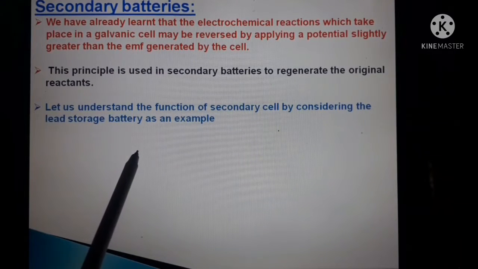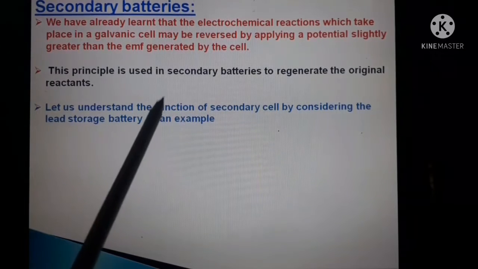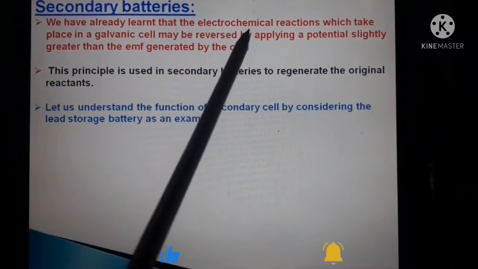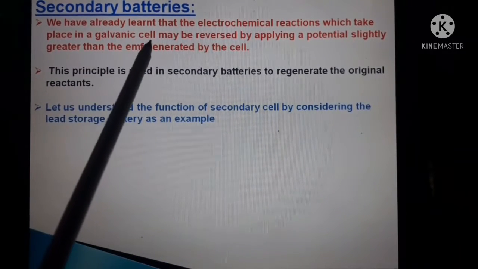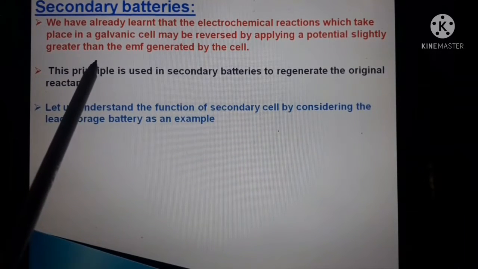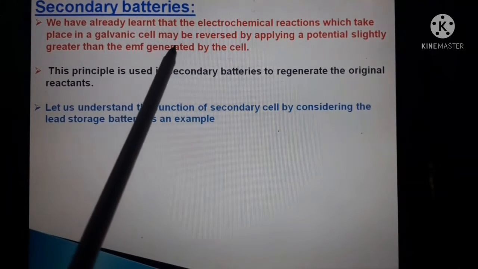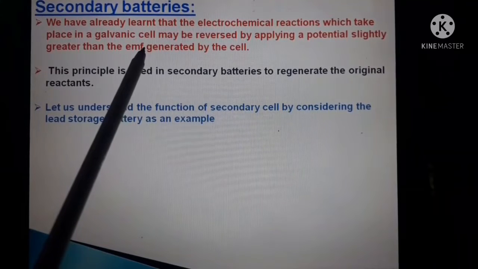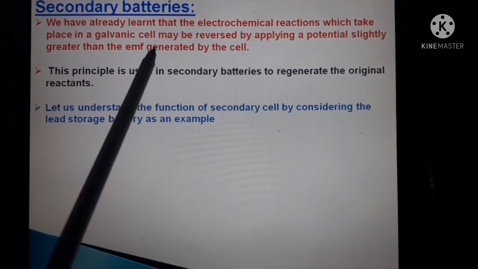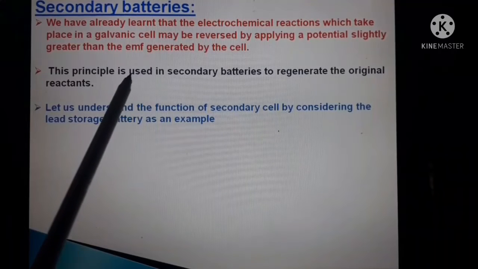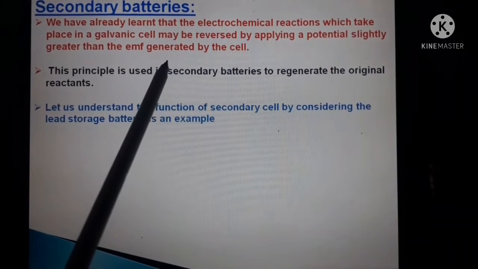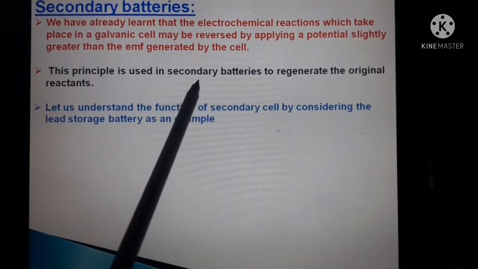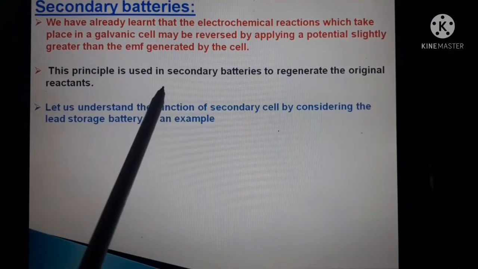Now the detail. We have already learned that the electrochemical reaction in a galvanic cell may be reversed by applying a potential slightly greater than the EMF generated by the cell. In this battery, only the reversible galvanic cell circuit is used with a potential slightly greater than the EMF generated by the cell. Okay, this is the basic principle. This principle is used in secondary batteries to regenerate the original reactants.